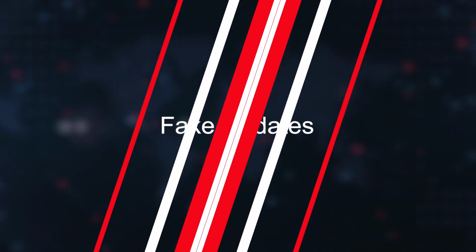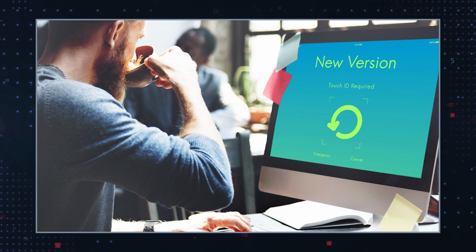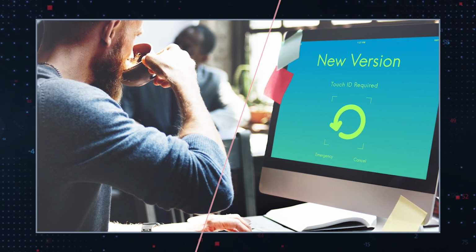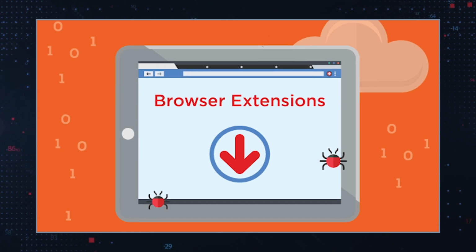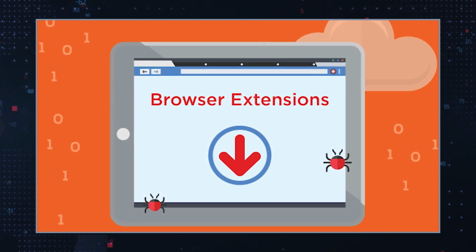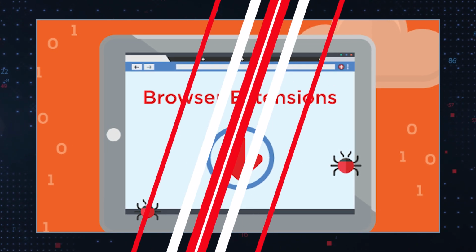Fake updates. Prompts for updates to commonly used software like Flash Player may install a browser hijacker instead. Misleading extensions. Browser extensions claiming to enhance browsing functionality may modify the default search engine to Searchandstyle.com as a hidden feature.